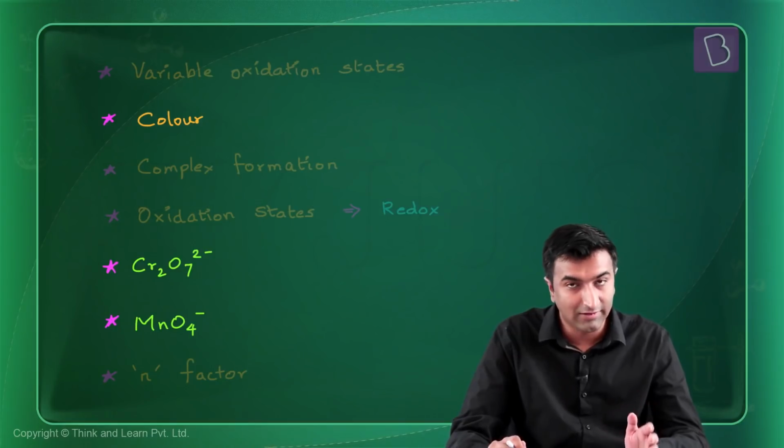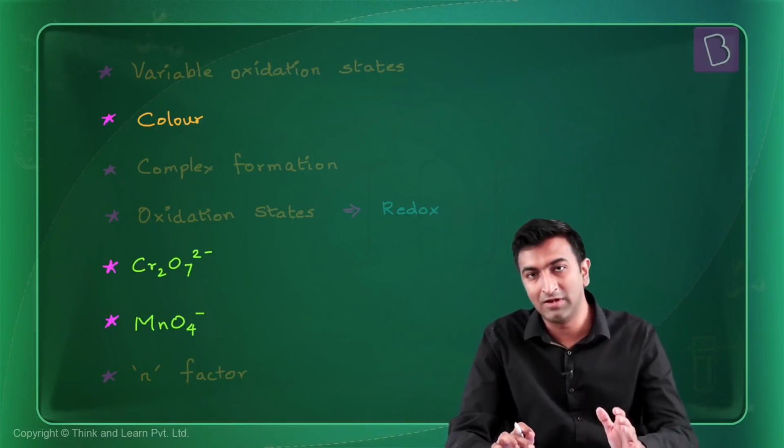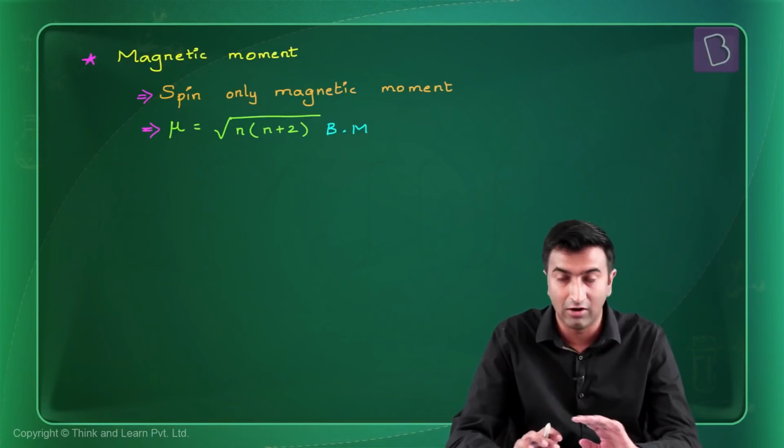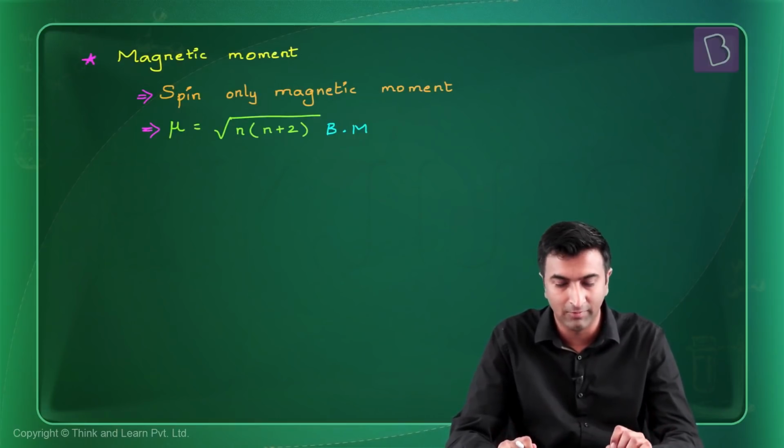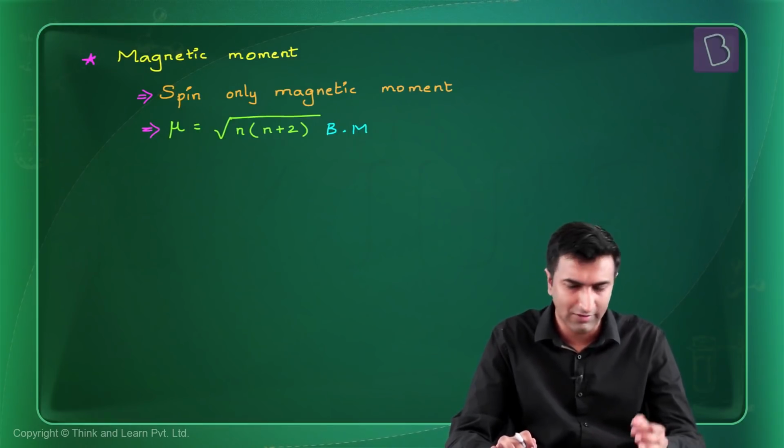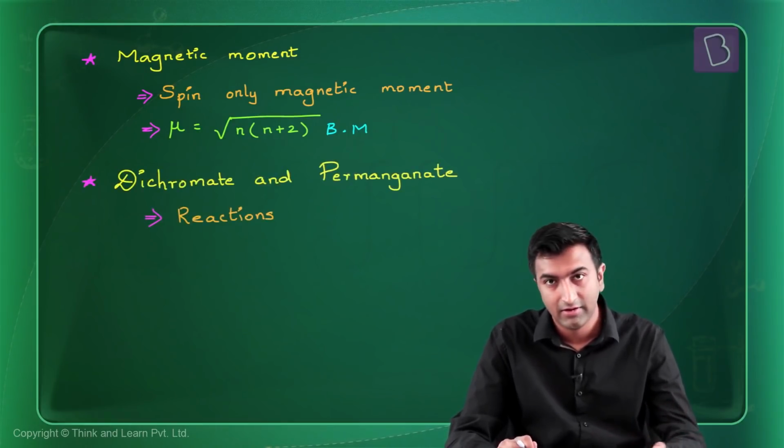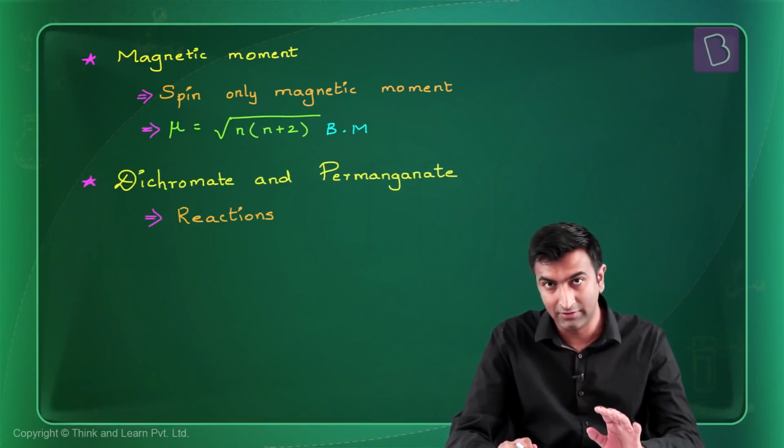Besides these, there's a lot of other theory. From the JEE Main point of view, there's the idea of magnetic moment, how to calculate spin-only magnetic moment, which is fairly easy. On to the specific compounds. I've already mentioned dichromate and permanganate and the reactions. So you need to revise the reactions underlying it.